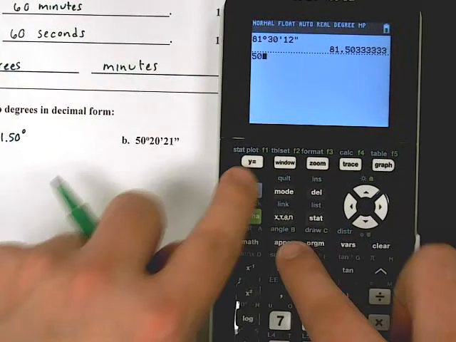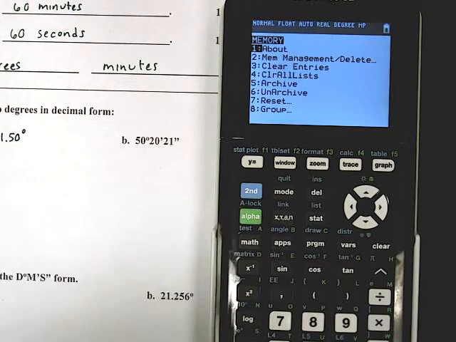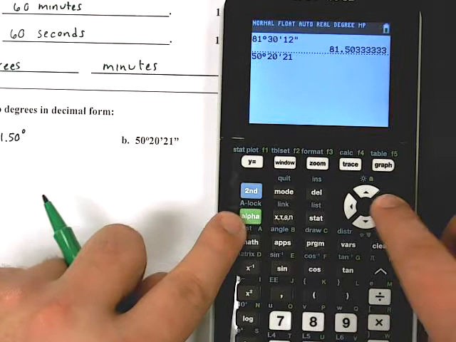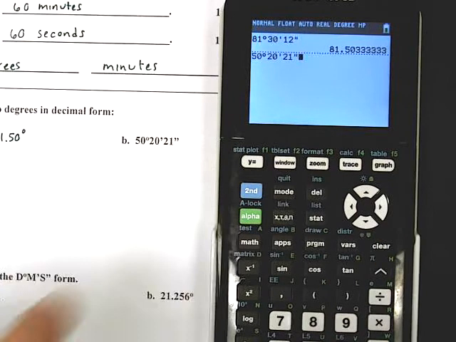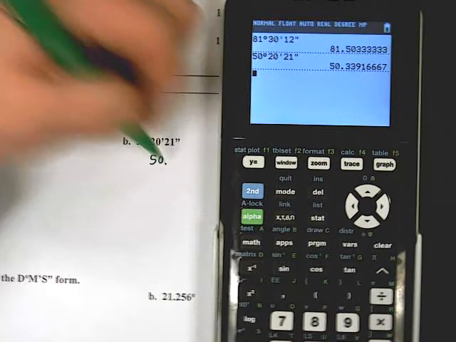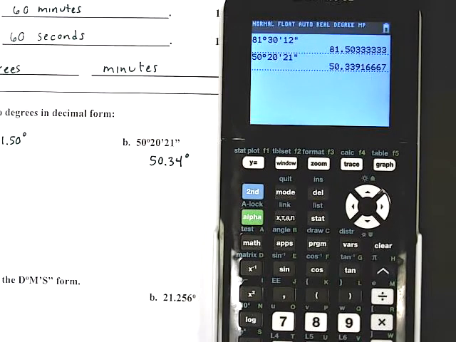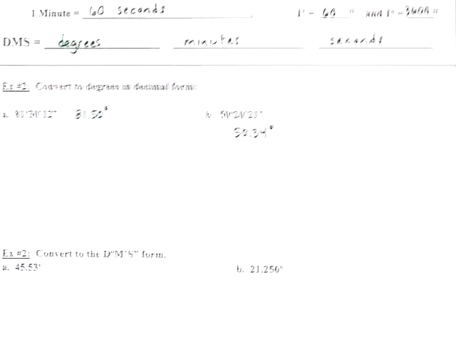If we do one more, it's the same exact idea. So 50 degrees, 20 minutes, 21 seconds. Don't hit second, hit alpha, my bad. Alpha, quotation mark, and we're good. 50 point, and then I'm going to round this to 3, 4 degrees. Okay? Awesome.